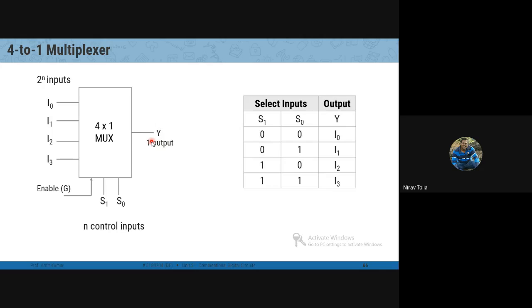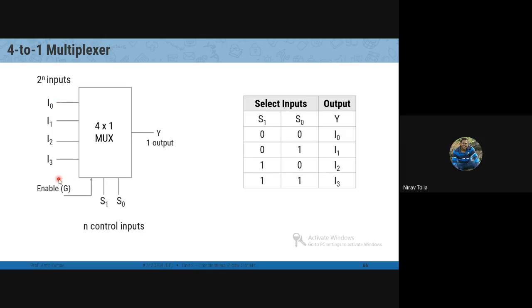Then my I2 input is connected with the output. The other three, I0, I1, and I3, remain as they are. And when my select line input is 1 1, then my output is connected with the I3 input.